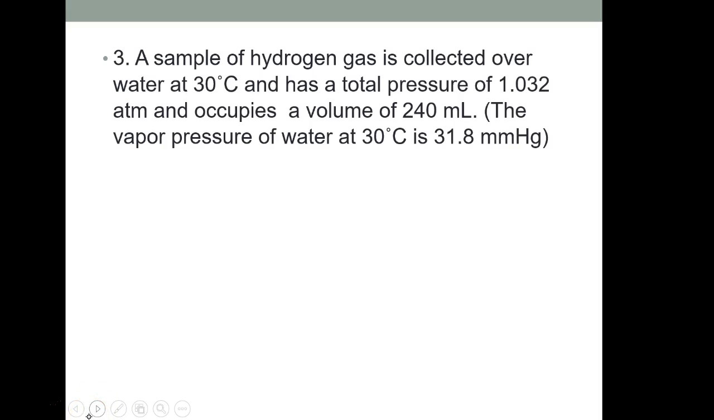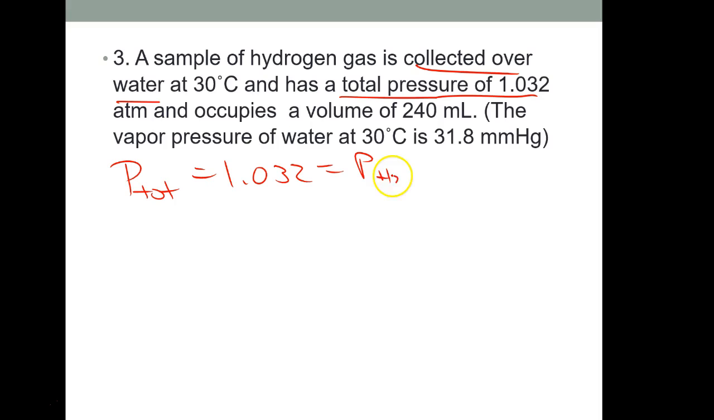So, a sample of hydrogen gas is collected over water. So that's the key phrase. That's what you're going to see. At 30 degrees Celsius it has a total pressure of 1.032. So the total pressure is 1.032, and that is the pressure of the hydrogen plus the pressure of the water. It has a volume of 240 milliliters. The vapor pressure of water is 31.8. So the first thing you want to do when you see collected over water is subtract out the pressure of the water.